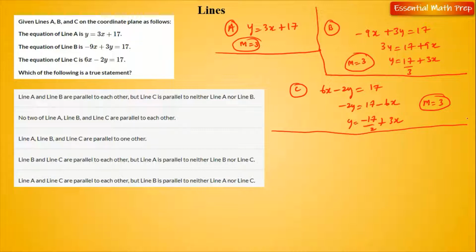That means all the lines are parallel to each other. If A and B is parallel, B and C is parallel, A and C is parallel. So lines A, B, and C are parallel to one another is the correct answer.